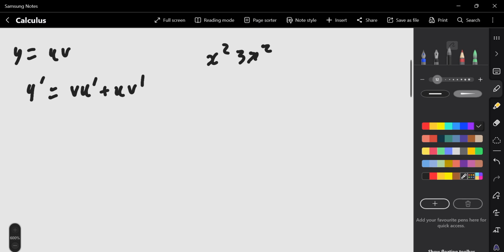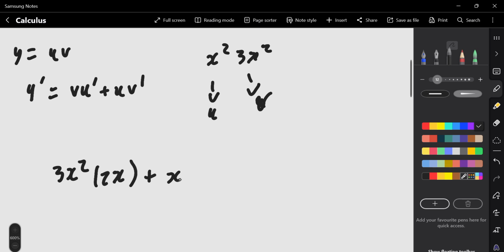Pick one to be u, pick one to be v. Let's go u, let's go v. And now write it out. What's v? 3x squared. What's v prime? 6x. What's u prime? 2x. Plus, what's u? x squared. What's v prime? 3x squared. Differentiate, 6x.